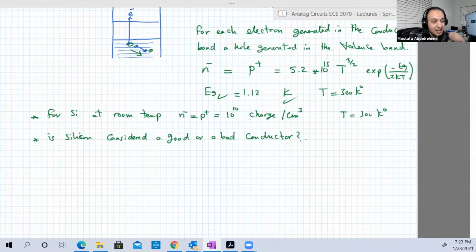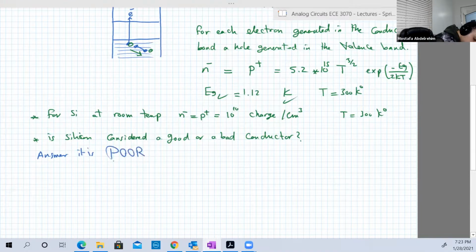Why is that? To know poor or good, we should compare it to the best conductors we know so far, metals, right? Something like copper. In our electric circuits, we usually use copper or aluminum for wiring. So let's compare it to copper.